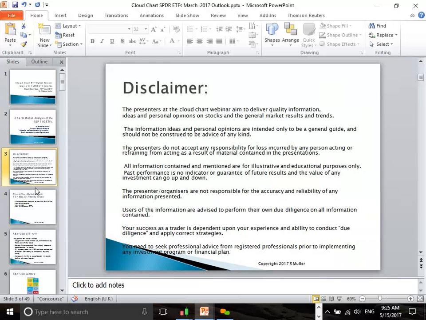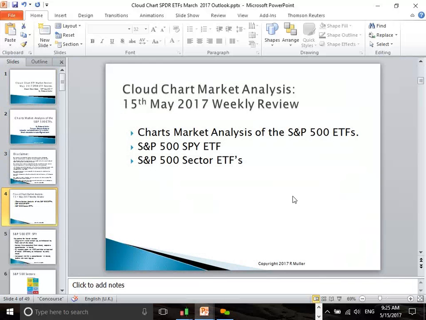Here's the brief disclaimer. So today we'll be looking at the Cloud Chart analysis for the SPY S&P 500 ETFs, looking at the SPY ETF, the S&P 500 itself, as well as sector rotation from an S&P 500 subsector ETF sector rotation basis.